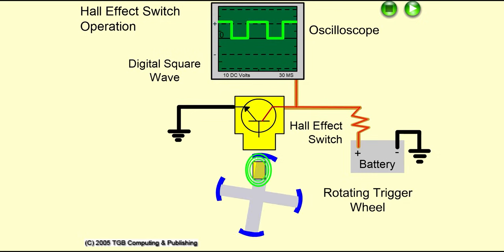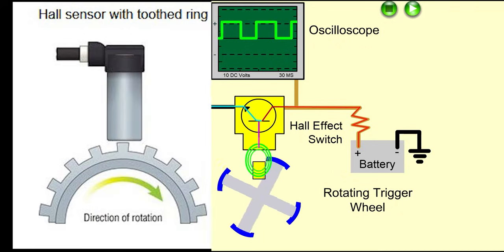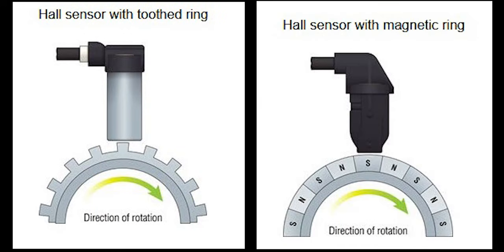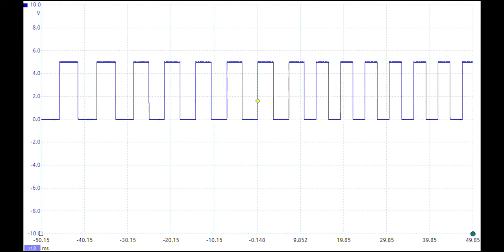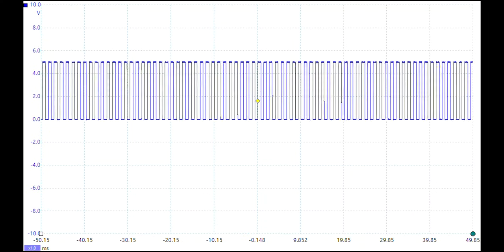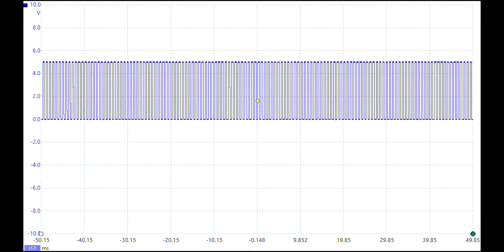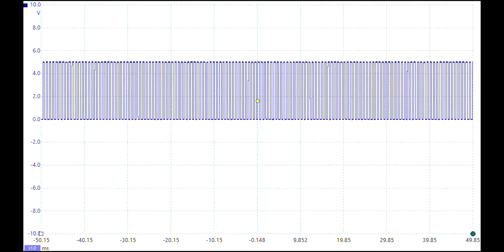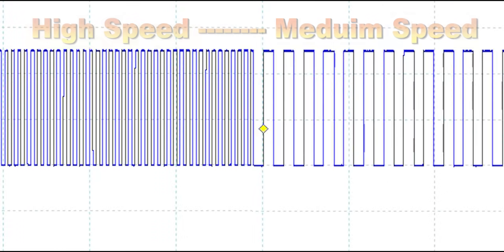The frequency of the digital signal is directly related to the speed of the trigger wheel. Not all Hall effects use a shutter blade to trigger the transistor. Some use a rotating tooth trigger or a magnetic trigger wheel. This live digital speed sensor signal demonstrates that as the vehicle speed increases, the signal frequency also increases without a change in voltage intensity.